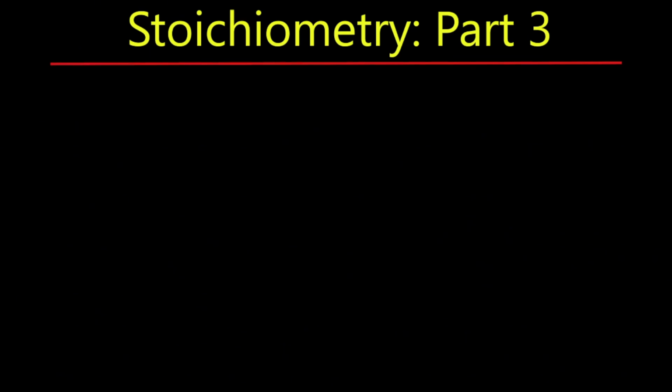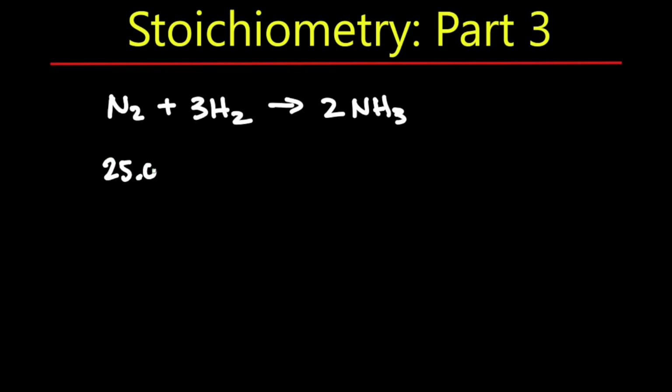Here is a question that requires you to actually use the 22.7 in only one side. Let's use the same equation as before: N2 plus 3H2 yields 2NH3. But this time, instead of giving you volume, I'm asking you what volume of NH3 at STP is produced if I have 25 grams of nitrogen.